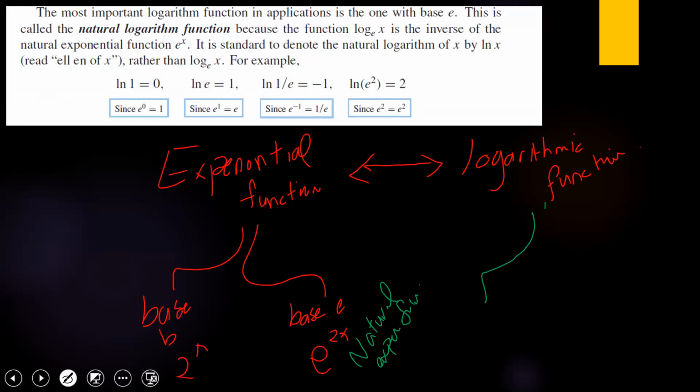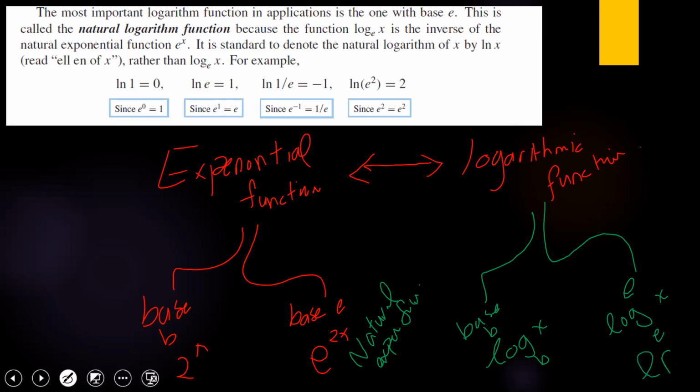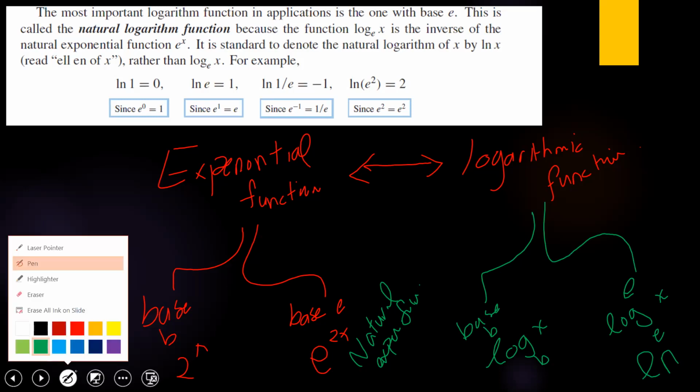Now, we have a logarithm with a base b, and we have a logarithm with base e. The logarithm with base b, we write it as logarithm to the base b of x, and the logarithm with base e, we write it as logarithm to the base e of x, or they write it as ln, which is the natural logarithm function. Let's see now what the natural logarithm function is.